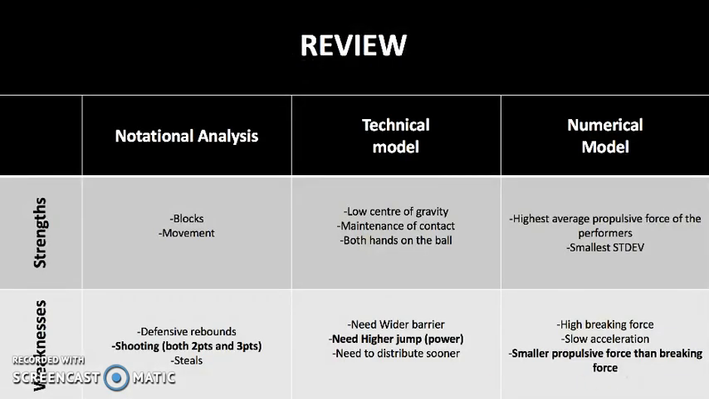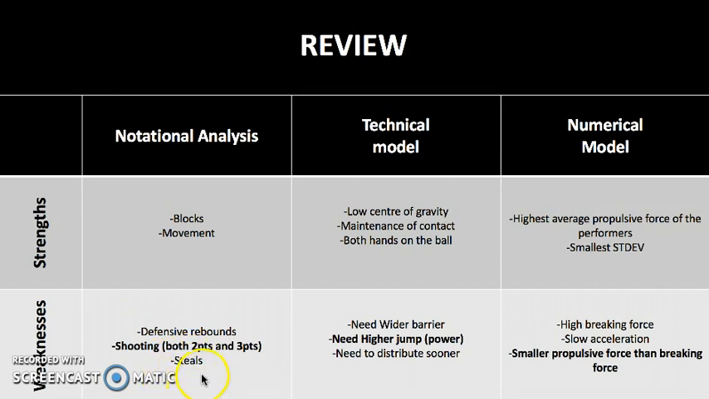So overall then, if we were to review everything, you can see that the strengths from notational analysis were their blocks and their movement. From the technical model, it was the low centre of gravity, maintenance of contact, and both hands on the ball. And from the numerical model, the highest average propulsive force of the performers and the smallest standard deviation. If we look at the weaknesses then, from notational analysis, we've got defensive rebounds, and we've got shooting, which we will focus on for them to develop, because that is a very important factor as a small forward in basketball.